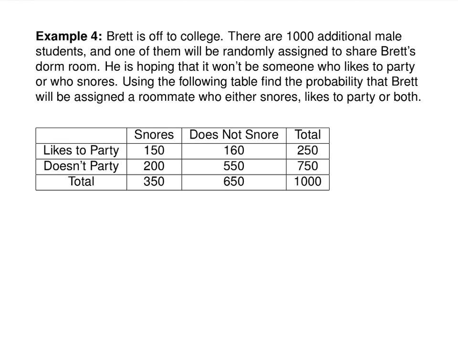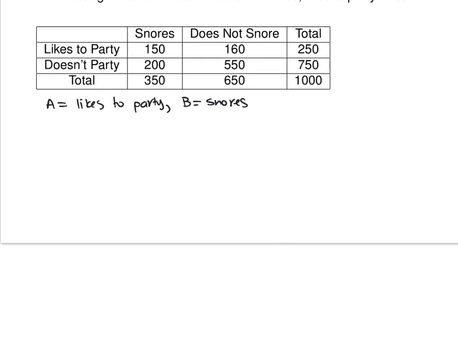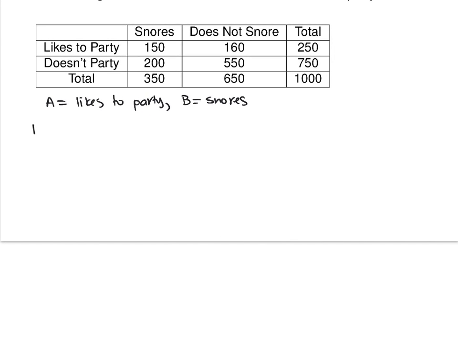Okay, so let's let A equal likes to party, B equals snores, just to have shorter stuff here. So we want to find P of A or B, right? Party or snores, and that includes both. Like as in that "or" implies you could be either one or the other or both.